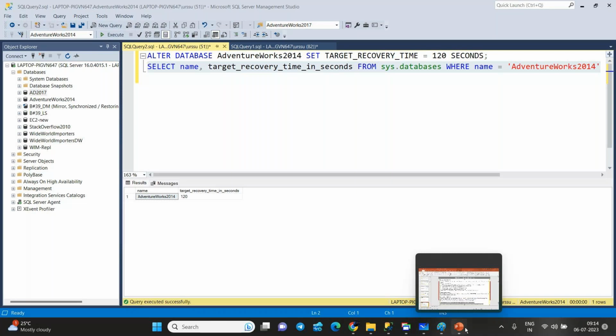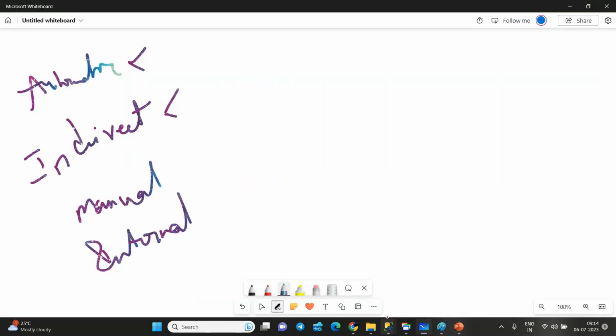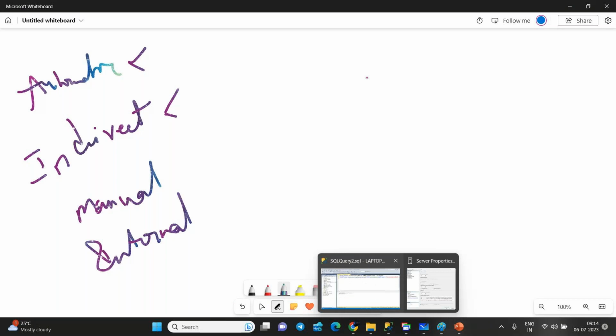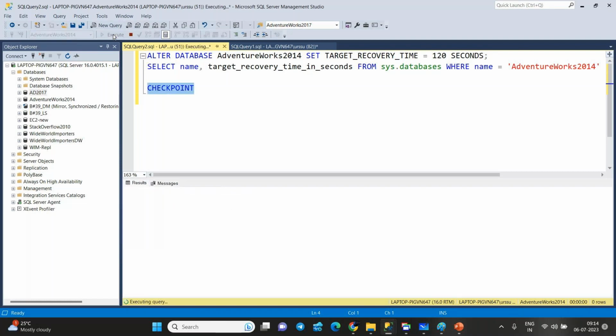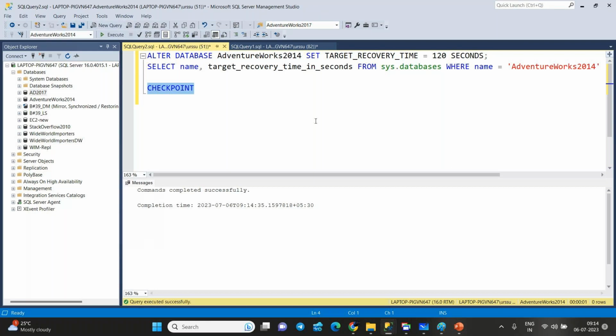Now, manual checkpoint. Manual checkpoint is nothing but you can trigger it. You can just type CHECKPOINT and trigger it manually. Sometimes your automatic checkpoint will get stuck. In that scenario, you can trigger a manual checkpoint.